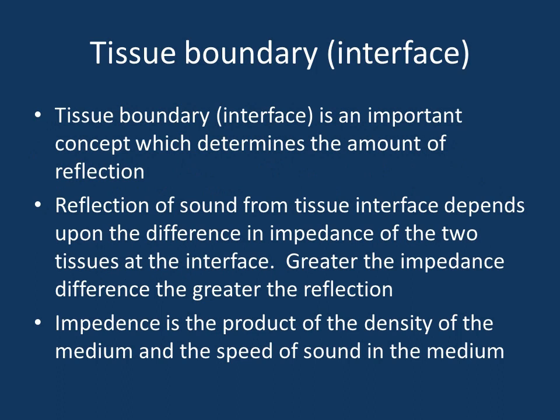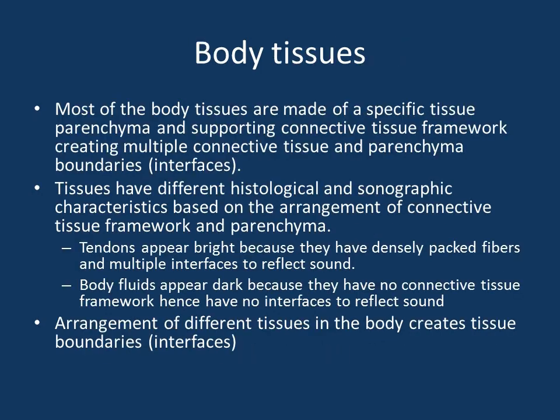The tissue interface is a very important concept which determines the amount of reflection. The reflection of sound from the tissue interface depends upon the difference of impedance of the two tissues at the interface. The greater the impedance difference, the greater the reflection. The impedance is the product of the density of the medium and the speed of sound in the medium.